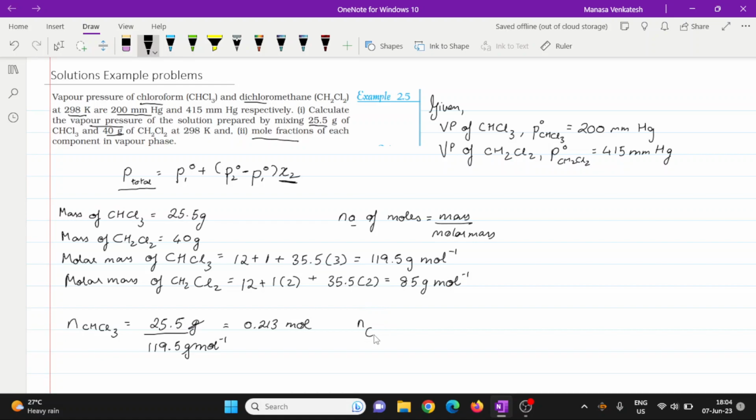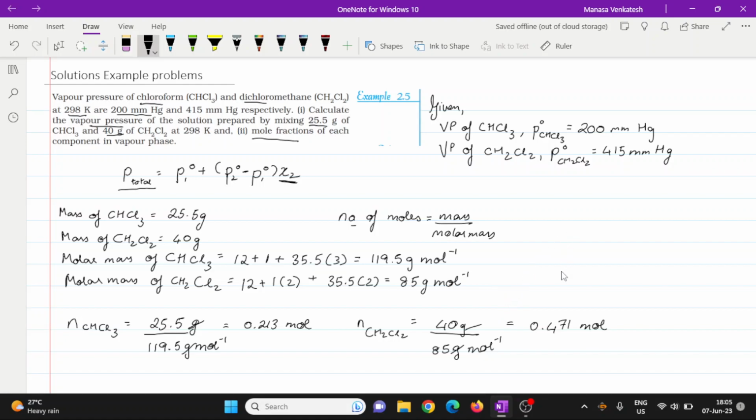Okay, the next one would obviously be for dichloromethane. So n of CH₂Cl₂ is equal to 40 grams divided by 85 grams per mole. And then this, when simplified, you get 0.471 moles. Okay, basically what we're trying to do right now is get the mole fraction, right?